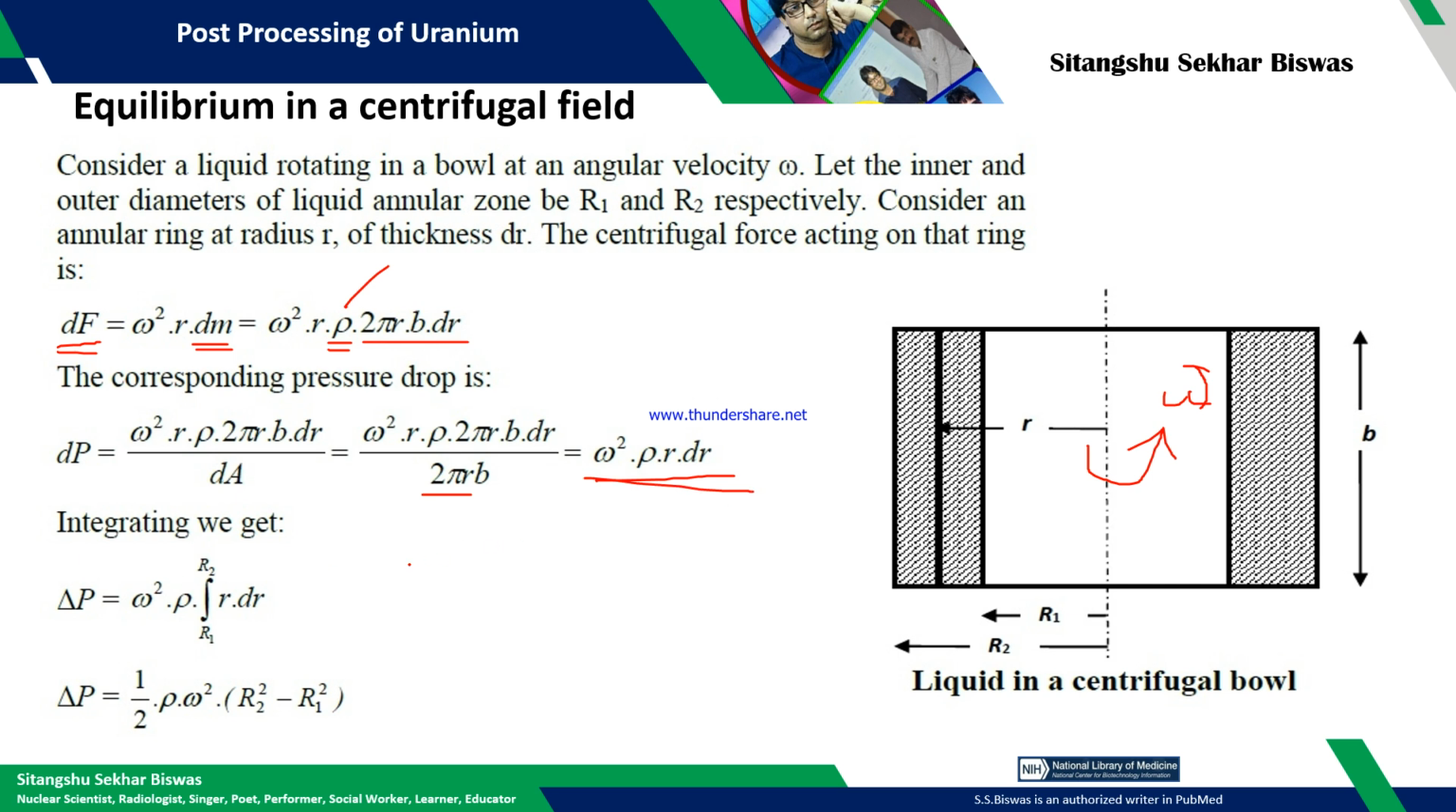Now we have to integrate, because we want the pressure distribution inside the liquid, from R1 to R2. So the pressure difference in this liquid between the inner and the outer wall will be half rho omega square times R2 square minus R1 square. In a centrifuge, this is the pressure difference, and using this we will find the equilibrium.